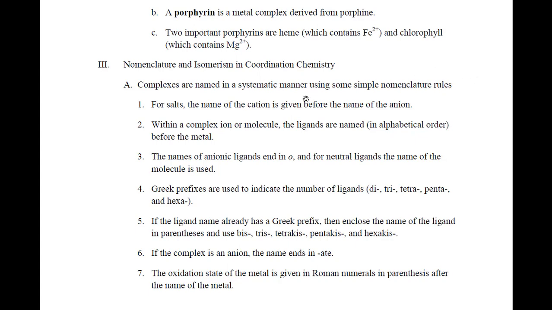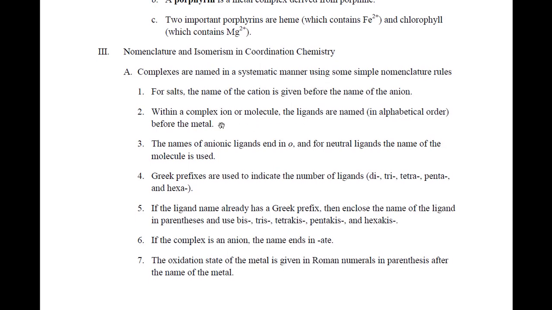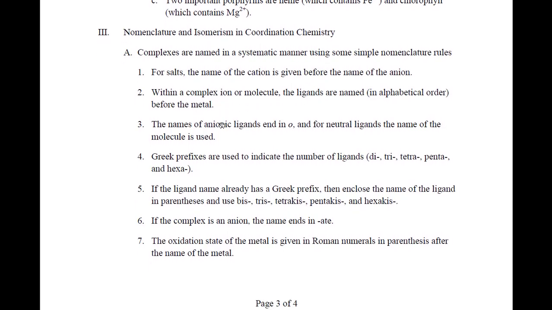Complexes are named in a systematic manner using some simple nomenclature rules. There's a handout out there for you still on this, but here in the outline, for salts, the name of the cation is given before the name of the anion. Within the complex ion or molecule, the ligands are named in alphabetical order before the metal. The names of anionic ligands end in O, such as oxalato or cyano or chloro.